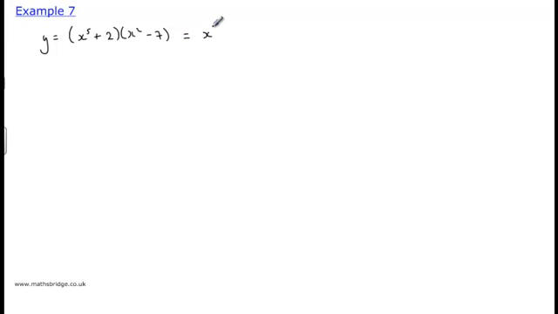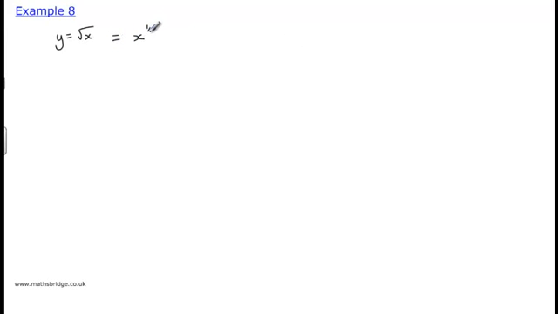In this case, we need to multiply out the brackets first and use the rules of indices to simplify the expression. So we're differentiating x to the 7 minus 7x to the 5 plus 2x squared minus 14. So the differential is 7x to the 6 minus 35x to the 4 plus 4x, and when we differentiate minus 14 we have 0.